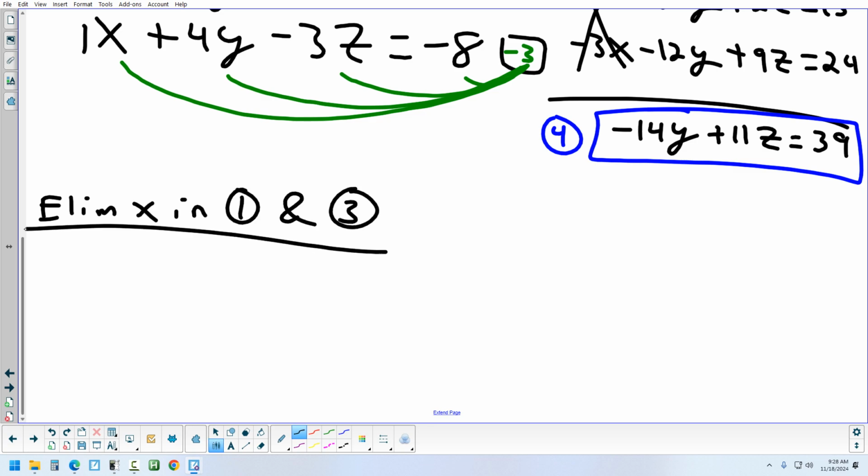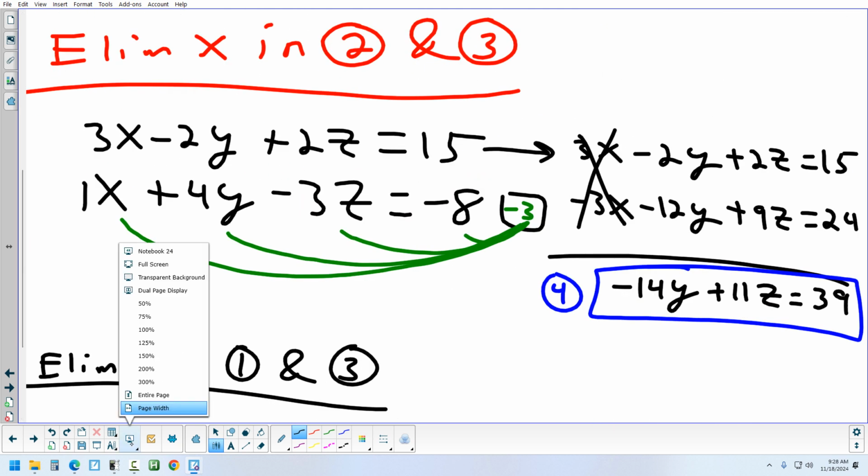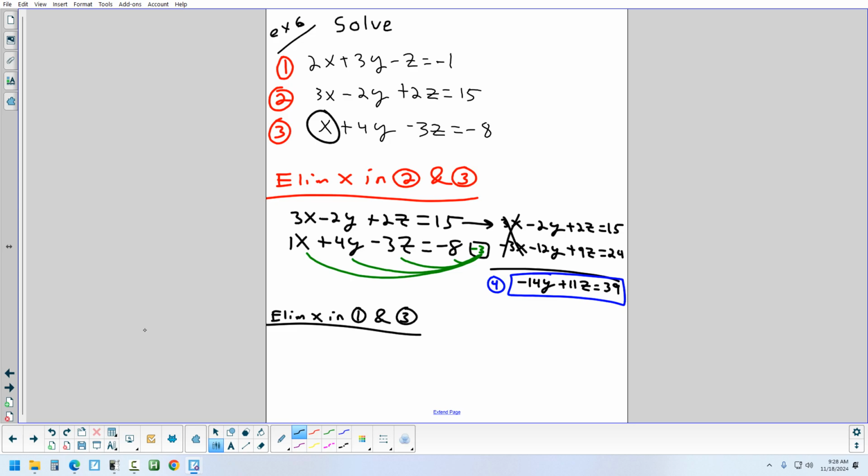It really helps if you write down what you're doing so it's kind of organized, and then you can follow your work. All right, so first thing I'm going to do, I'm going to copy them down. So equation 1 is 2x plus 3y minus z equals -1. And equation 3 is x plus 4y minus 3z equals -8. And again, if you notice we copy something wrong, just let me know. I think that looks good.